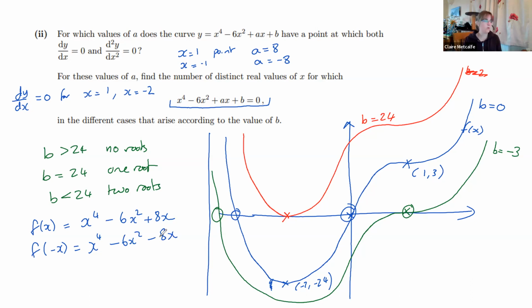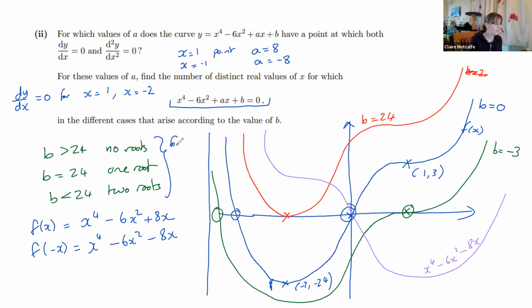So the graph when a equals -8 looks exactly the same, apart from the fact it's been reflected. So we get this graph. This is x to the power 4 minus 6x squared minus 8x. And so you'll get exactly the same situation when a equals -8 as you had when a equals 8. So actually, we don't need to do any more work here, apart from to say that's for both a equals 8 and a equals -8. We have that situation.